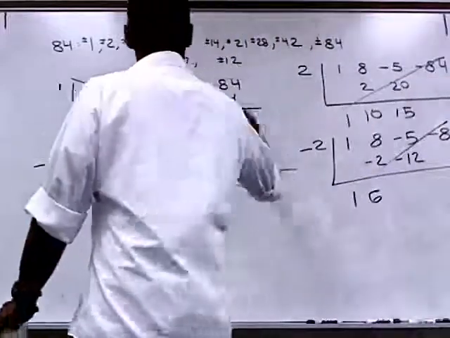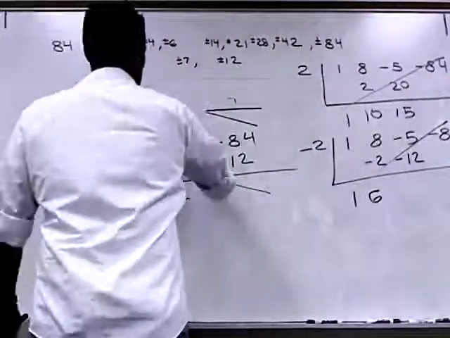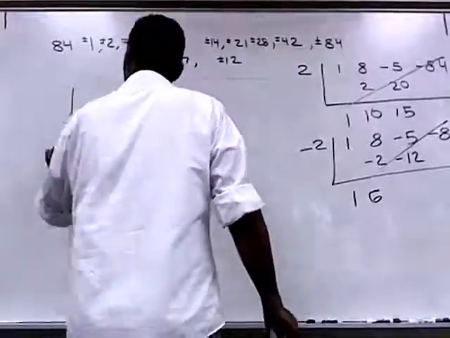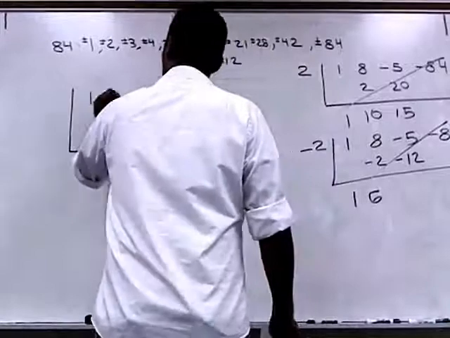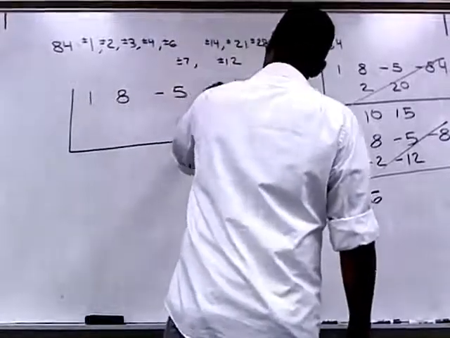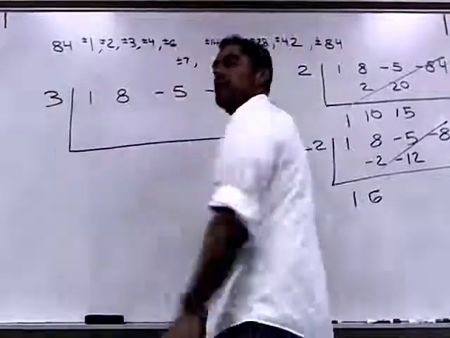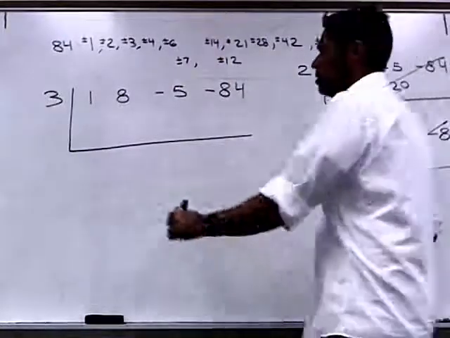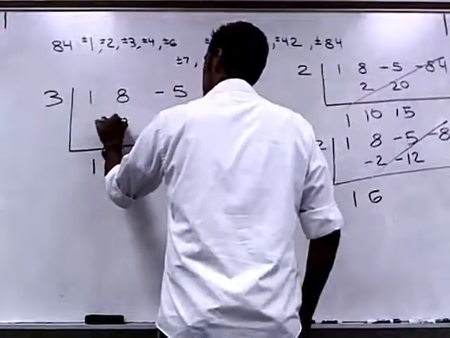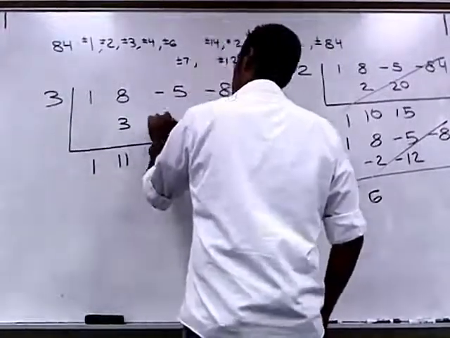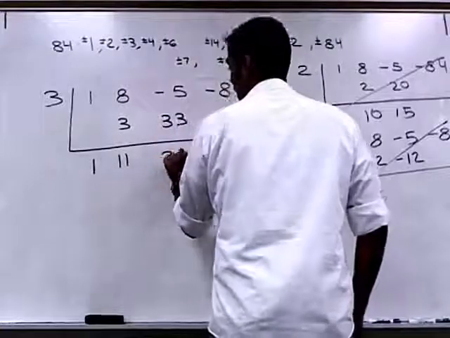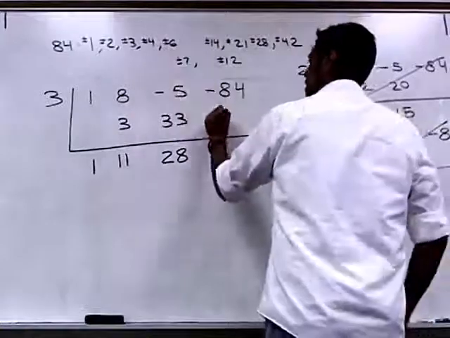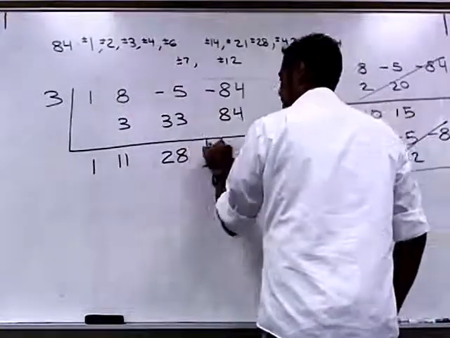3? So it took 5 tries, technically 5 tries, for it to work. Let's see. 1, 8, -5, -84, and 3 out here. Does everyone at least understand what I'm doing, though? Everyone's good with it? Okay. So 3 should work. 1 comes down, 3, 11, 33, 28. And we said 3 and 28 were factors, so yes, that's 84. And that gives me 0.